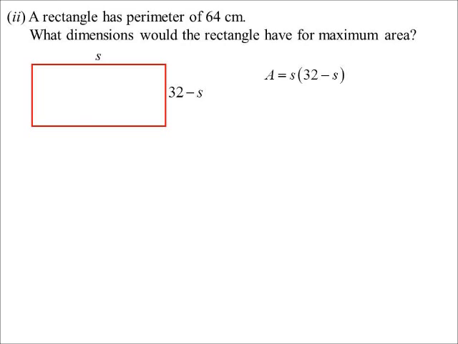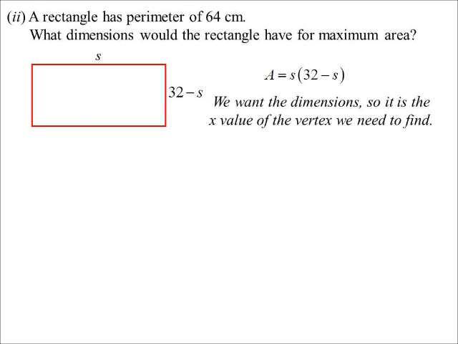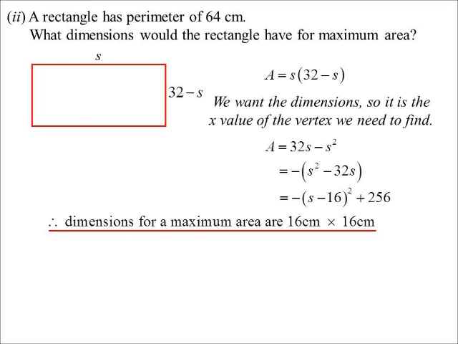In this case, we're not looking for the maximum area, you notice. It's saying what dimensions will have maximum area. So in this case, we want to find the x value, or the axis of symmetry of our parabola. Well, there's 32s minus s squared. Now, if I did completing the square, then we can see, once I've completed the square, that the dimensions would be 16 by 16.